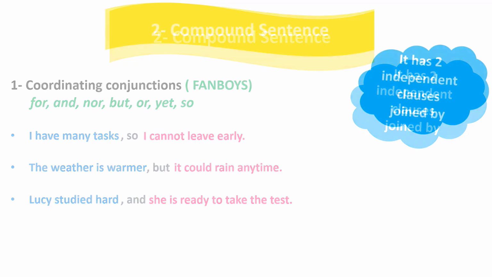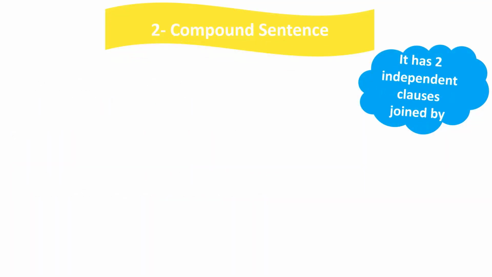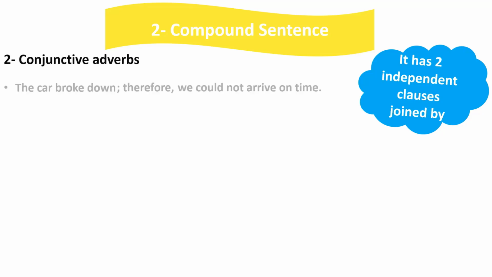The second way of joining the independent clauses to make a compound sentence is through using the conjunctive adverbs. These are some linking words, like this one. The car broke down; therefore, we couldn't arrive on time. As you can see, the first independent clause is the car broke down. The second independent clause is we couldn't arrive on time, and we joined them by the conjunction therefore. Notice the punctuation here. We have a semicolon before the linking word and a comma after the linking word, and a full stop at the end of the sentence.